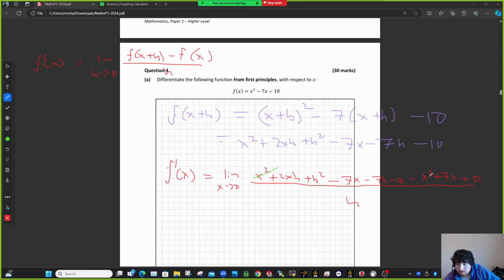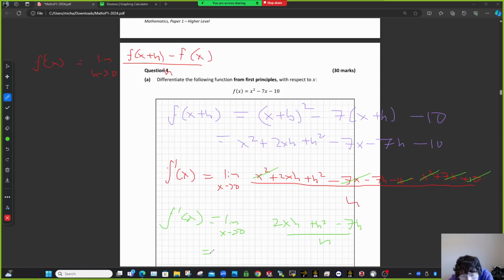The x squareds are gone, the 7x's are gone, the 10's are gone. And we're left then with just things with h in them. So you have to keep saying it. Limit as h tends to 0, f dash x, because you lose marks if you stop saying it, because it's not technically the slope without that thing there. So it's 2xh plus h squared minus 7h all over h.